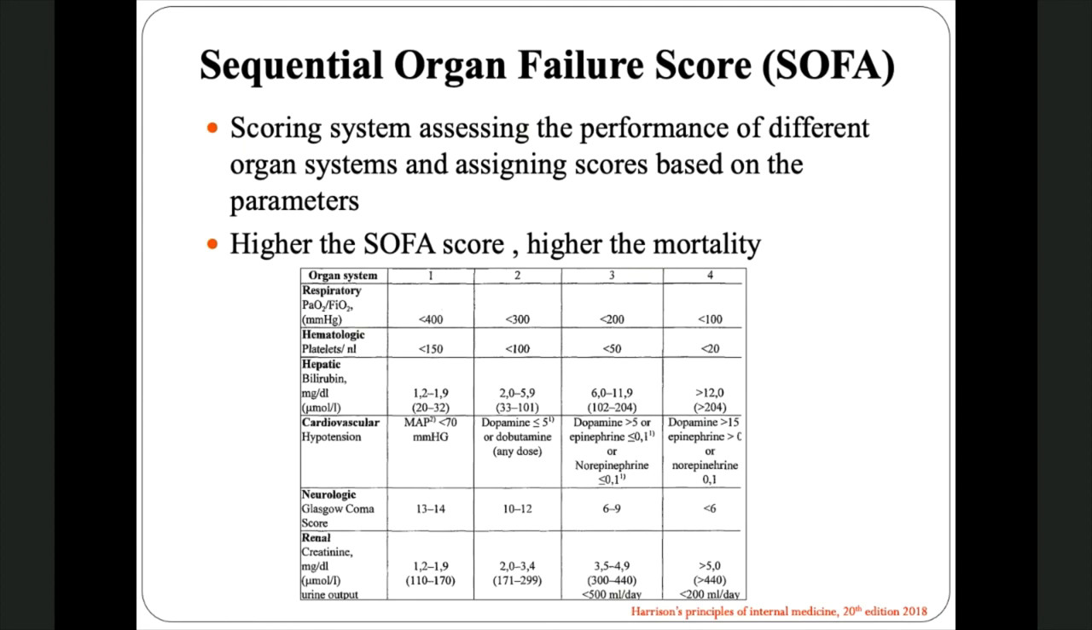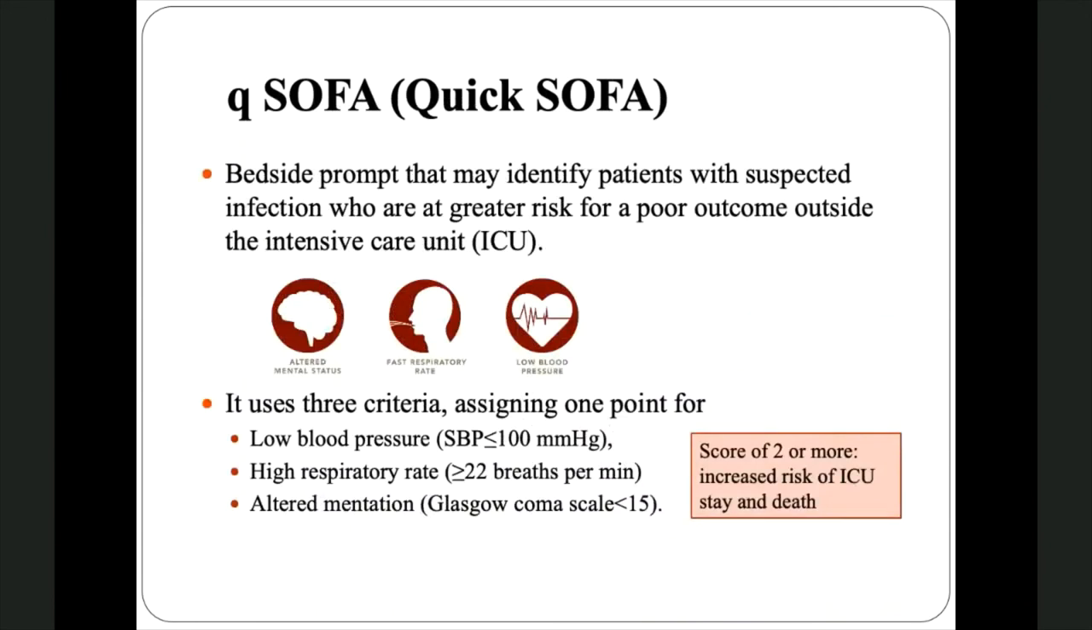Based on the score, the higher the SOFA score, the higher the chances of mortality. And quick SOFA score is a tool to assess the outcome of the patient at the bedside. If this score is 2 or more, there are high chances of ICU stay, prolonged ICU stay, and death. There are three criteria: low blood pressure, high respiratory rate, altered mentation.